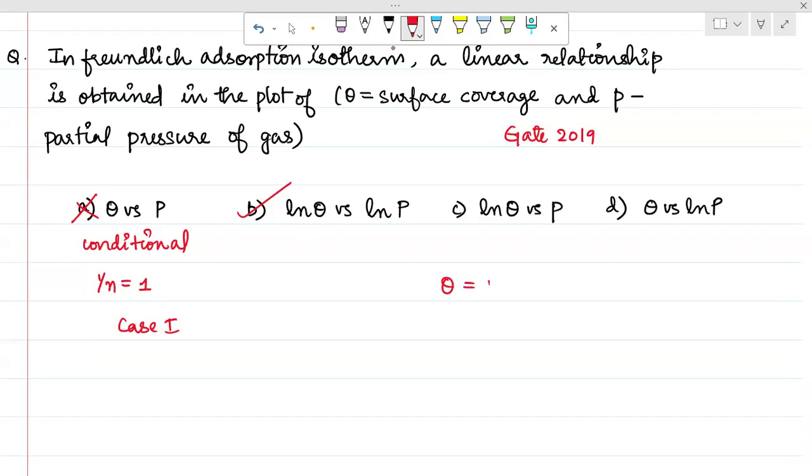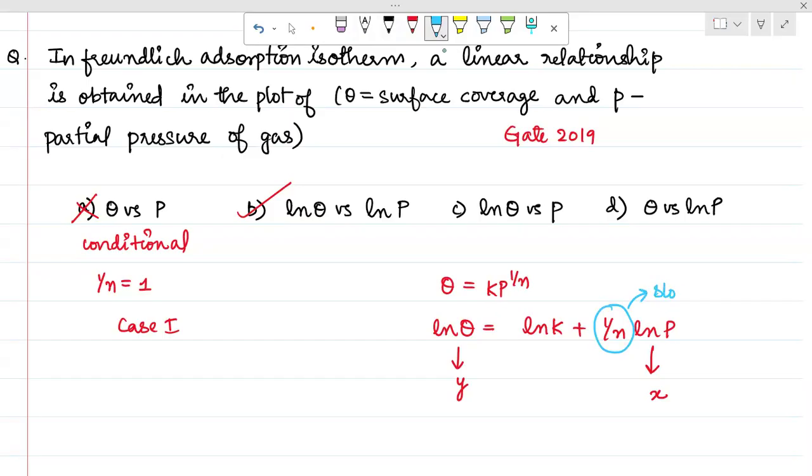So theta is equal to Kp to the power 1 by n. And they have taken natural log, that's fine. Ln theta is equal to ln K plus 1 by n ln P. So this is going to be our y-axis. This is going to be our x-axis. So 1 by n is going to be the slope of the straight line and ln K is going to be the intercept of the straight line. So see, this question was asked in GATE 2019. Very easy.